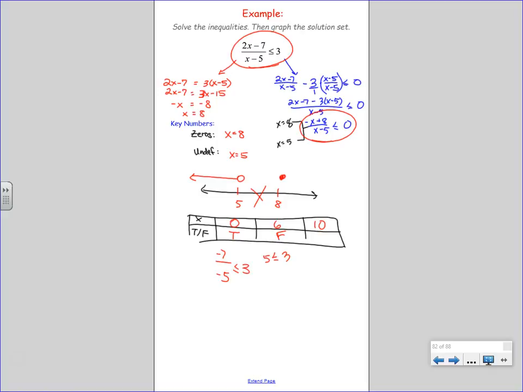10, plug it in. Come on, mental mathers. 2 times 10 is 20. 20 minus 7 is? Good. All over 10 minus 5? A lot of us can't think so well in fractions. What is that as a mixed number? 2 and 3/5, which is not more than 3. So, true, what am I going to do? Say, hey, sweet, all of those work. Now, take the graph. That's the graph of the solution.